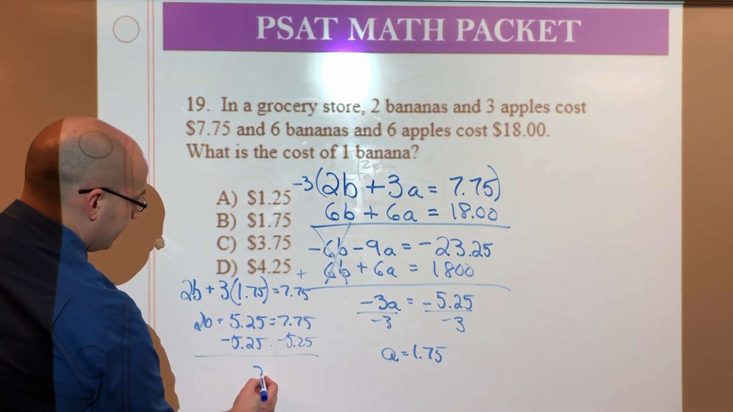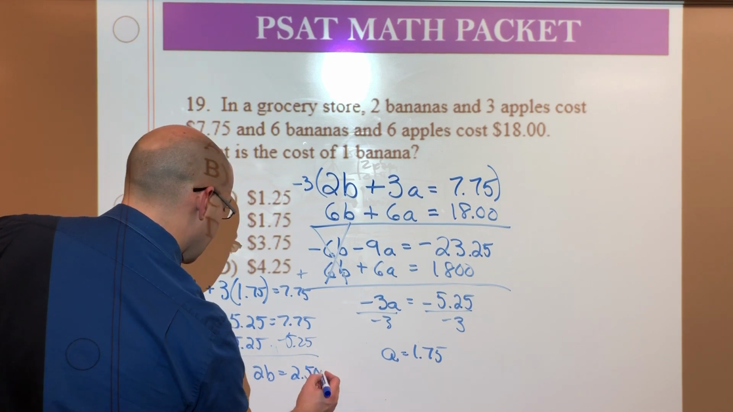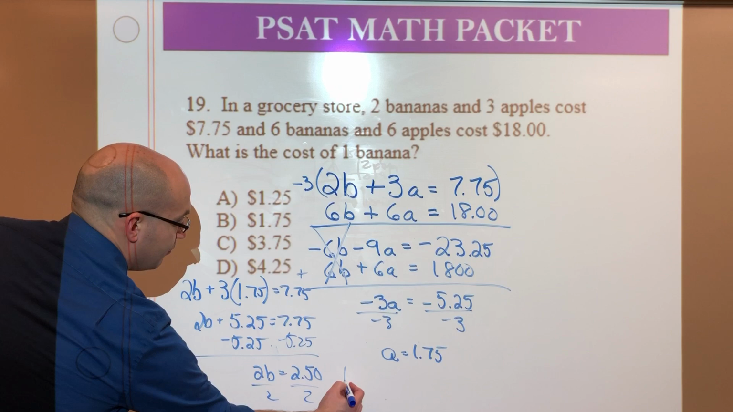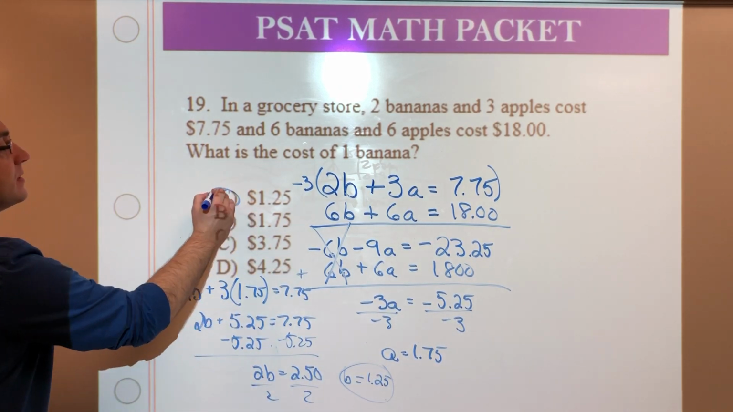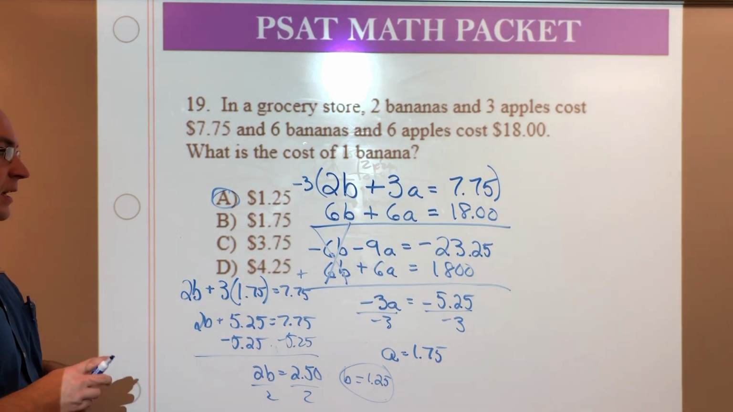Okay. And then I'm going to have 2B equals $2.50. So if I divide by 2 on both sides, I'm going to get B equals 1.25. Now, my answer is A. So that's a lot right there. Okay? That is a whole lot.